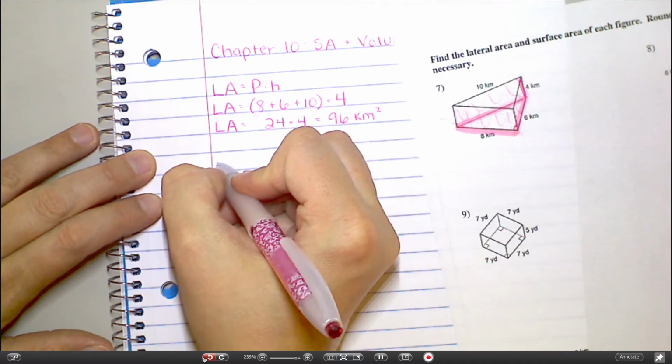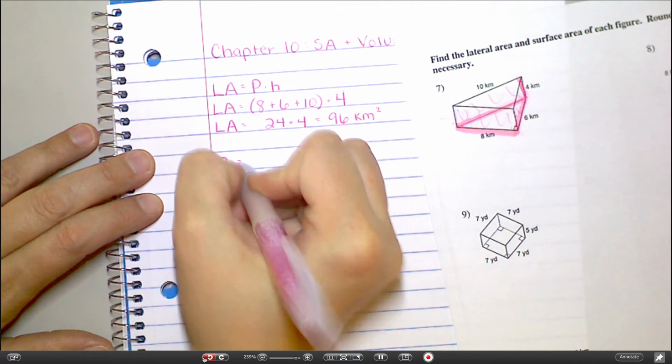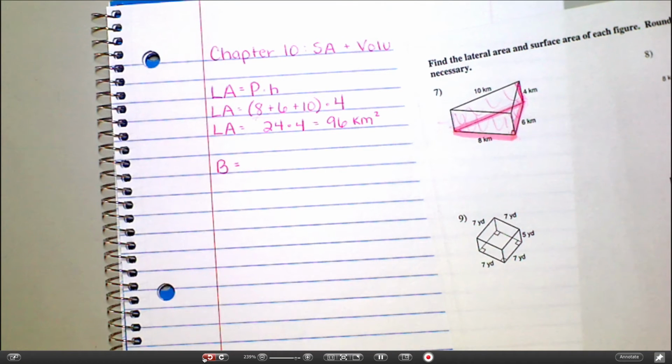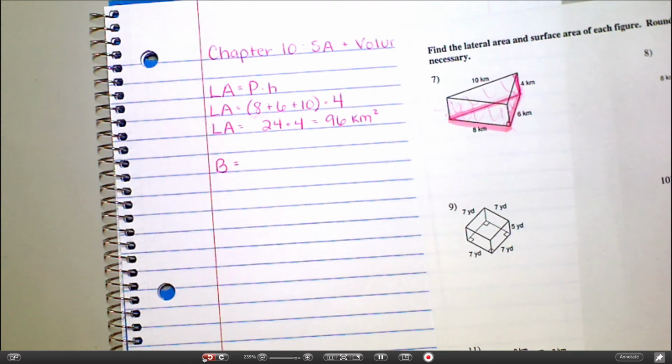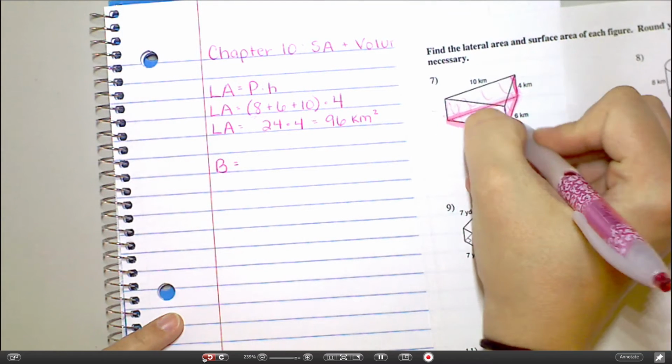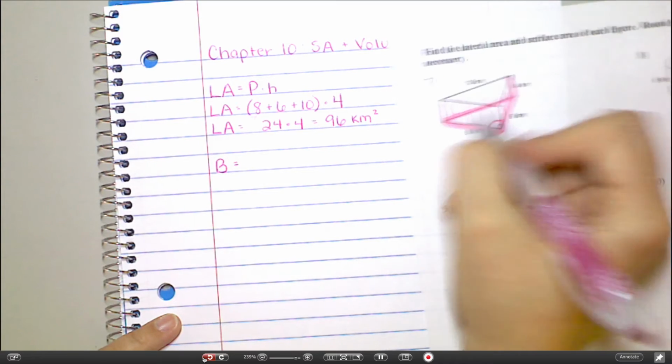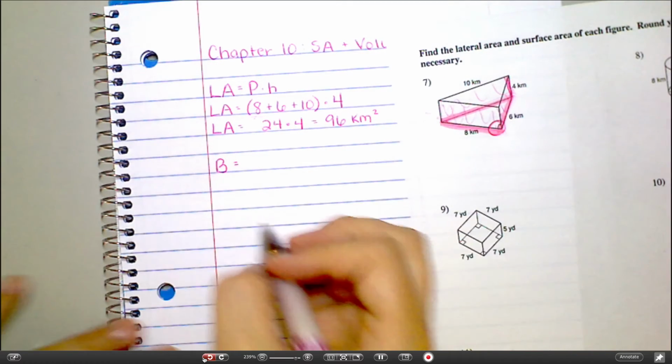So area of my base, what would I multiply together? Darian, why are you saying 8 times 6? Okay, how do you know that the 8 and 6 are base and height? You're right. But how do you know? Because the height is at right angle, that's what I'm looking for. See this right angle right here? That means that the 8 and the 6 are my base and height.